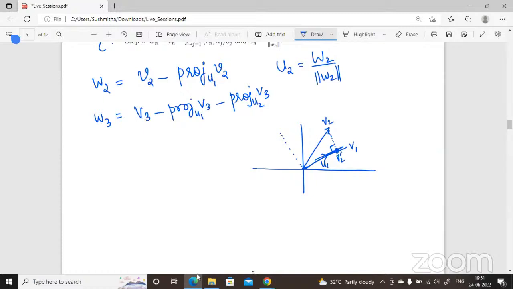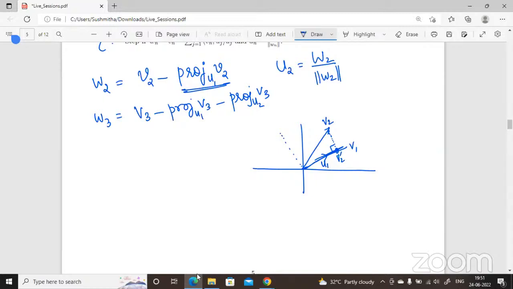Or U1. Yes. So when I'm subtracting these two, I am only subtracting the magnitude, isn't it? The direction is already set in the direction of V1. This is where my confusion is. No. V2 minus projection. This is lying on U1. This is V2. Yeah, I'll do this. Maybe you will understand now.